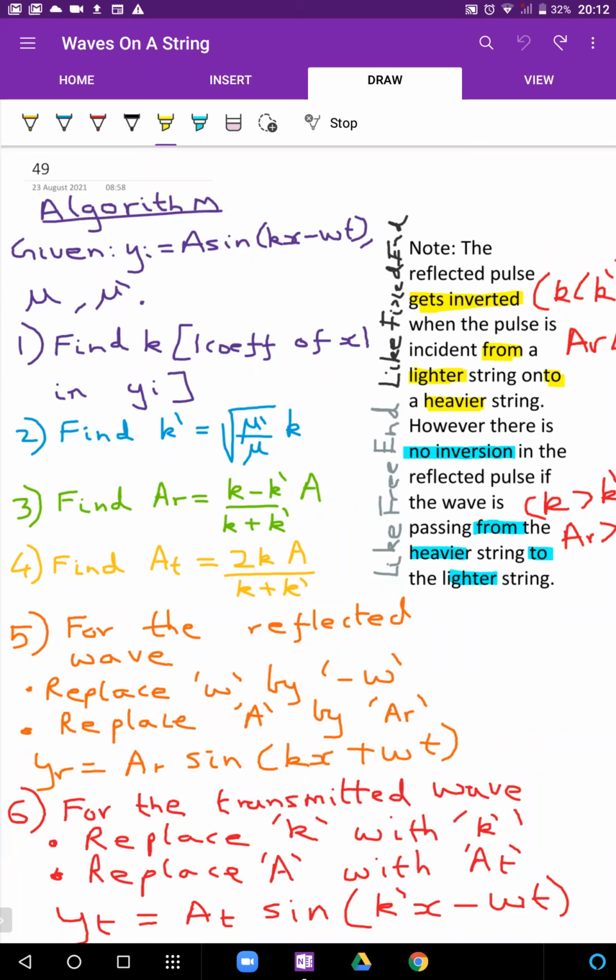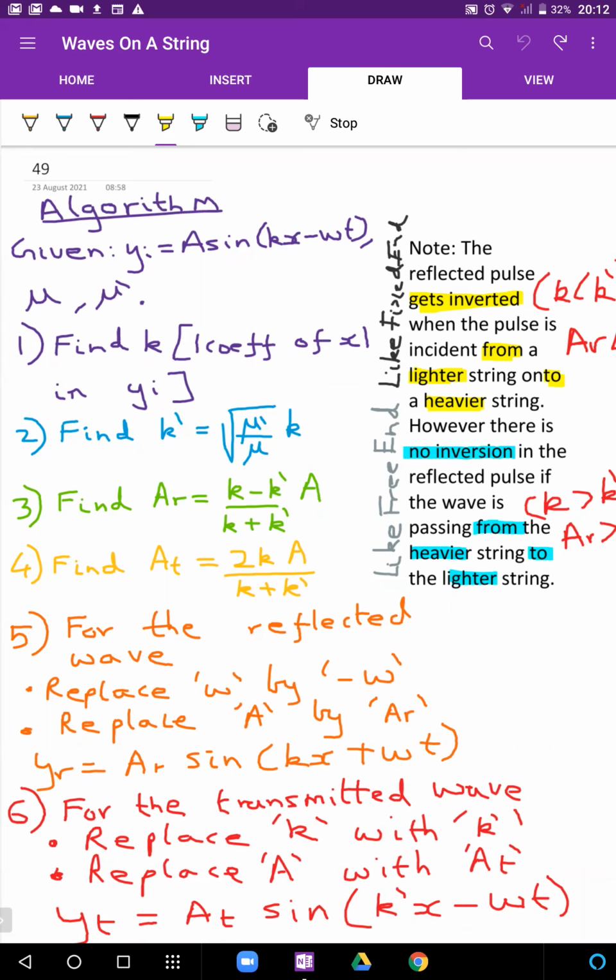And similarly, transmitted wave के लिए K के जगह K dash. Remember, it's a new string. New string has a new mu and a new K dash. K के जगह K dash आ गया. And दूसरा चेंज है ऑफ कोर्स A के जगह AT यूज करना है. Transmitted wave का amplitude यूज करना है. That's it. Those are 6 steps. Very simple. It's just a structured way of figuring out K from the equation, finding K dash, finding AR, AT, and then writing the reflected and transmitted wave equations.